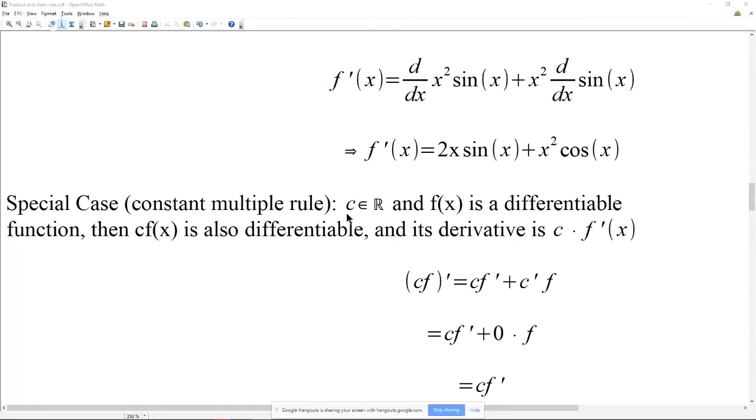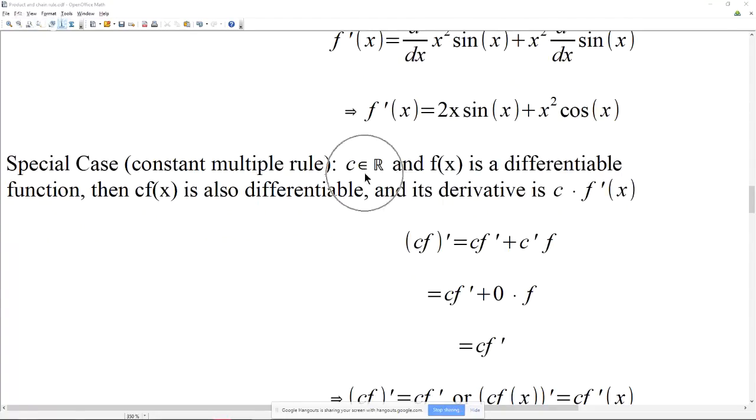This is called the constant multiplier rule. Do you remember this notation, Midnight? What is it saying? No, sorry, I don't remember those symbols.